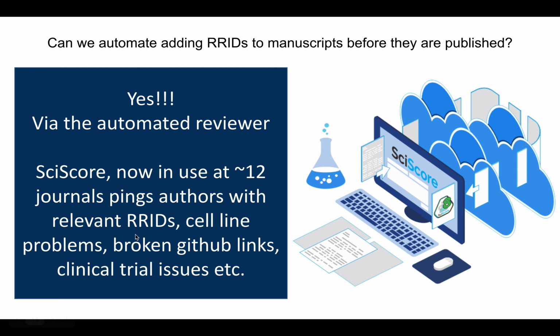Cell line problems, if those are found, it tries to add those right to the report, and it does also turn those red. It turns broken GitHub links and other DOIs that are broken red. It tries to point out clinical trials issues where different database identifiers are actually not proper. So it does all those things, and it helps authors take out some of these problems in the literature.